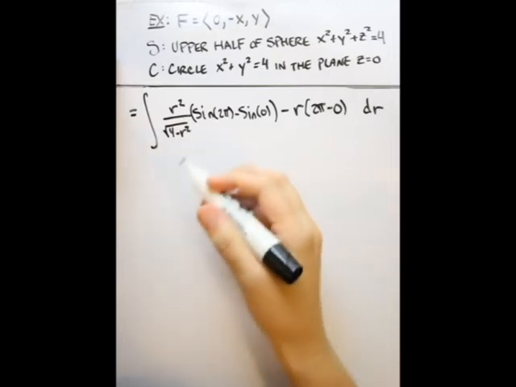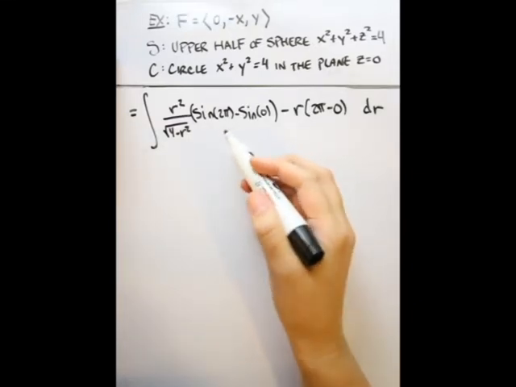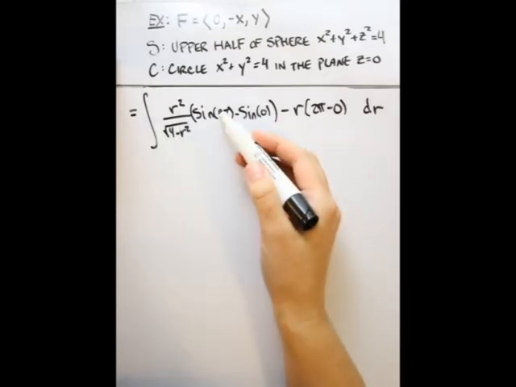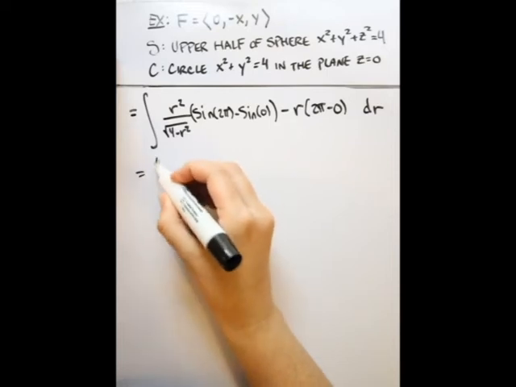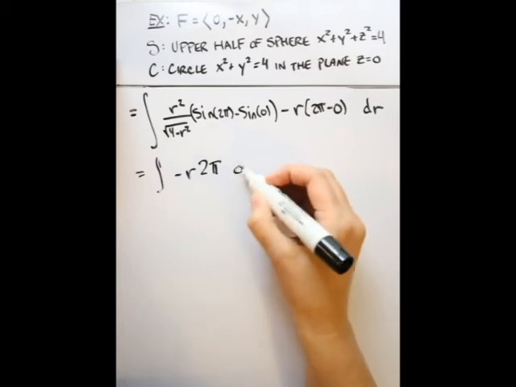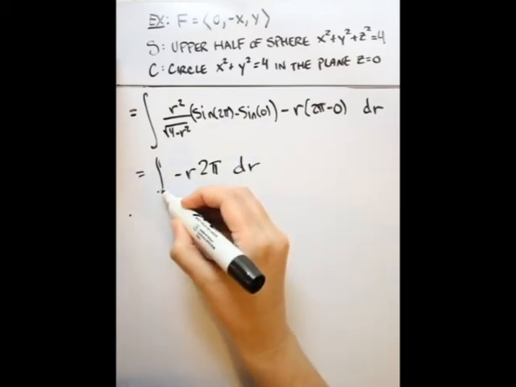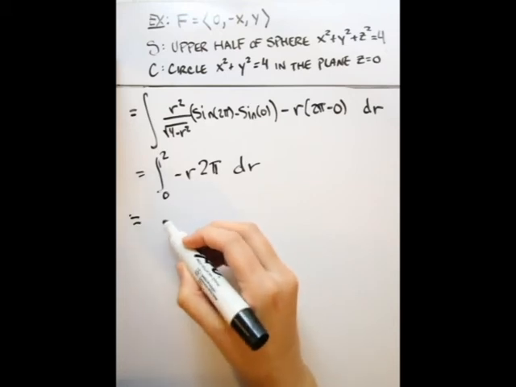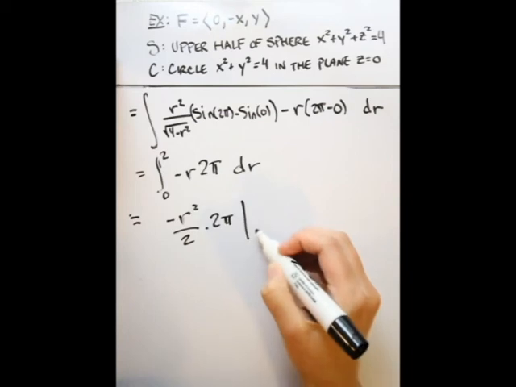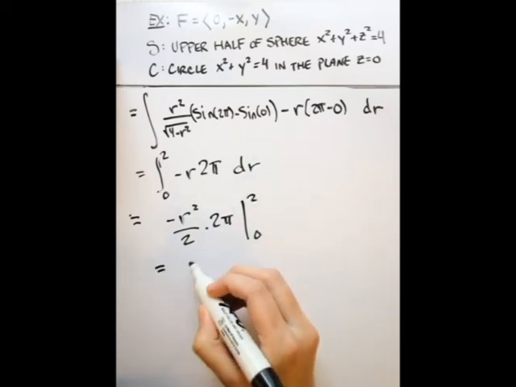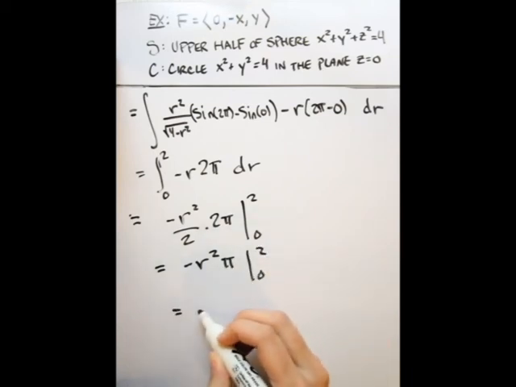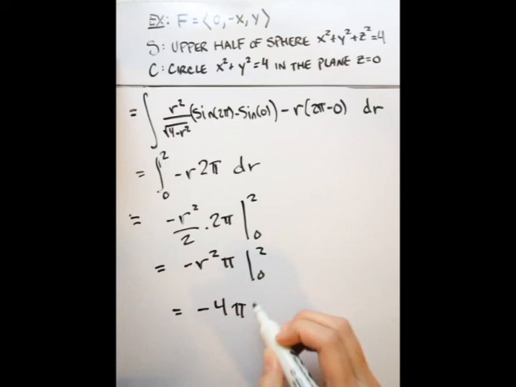Now evaluating this integral at our boundaries for theta, sine of 2 pi and sine of 0 are both 0, so that whole term goes to 0, and we just end up with the integral of negative r times 2 pi. Then we're going to integrate with respect to r. Our boundaries for r were from 0 to 2, so we get negative r squared over 2 times 2 pi, evaluated from 0 to 2. Simplifying, we get negative r squared pi from 0 to 2, and finally we get negative 4 pi as our answer.